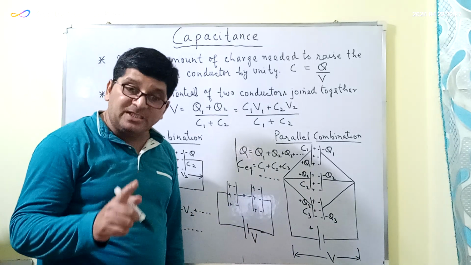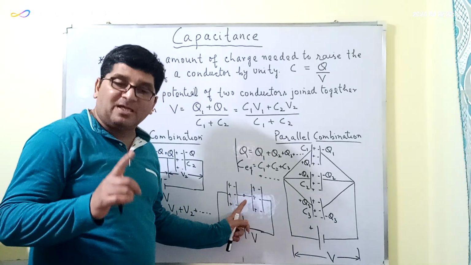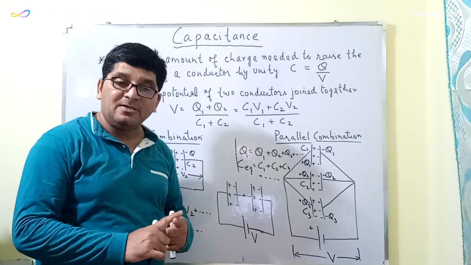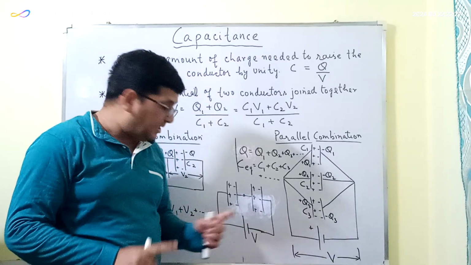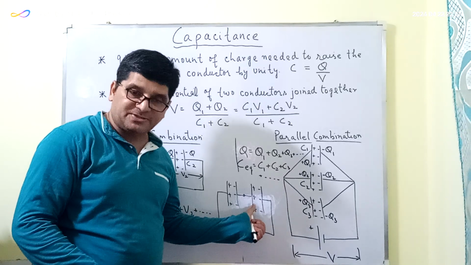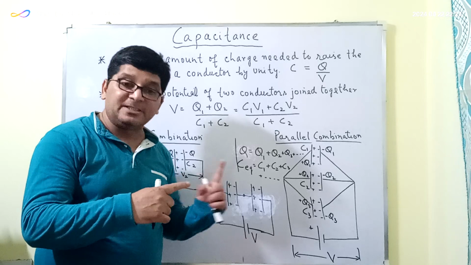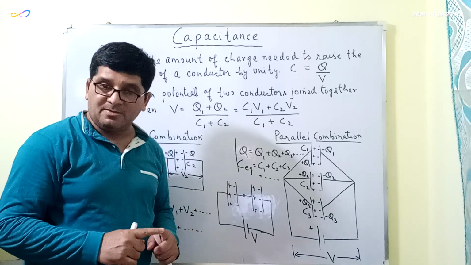In the case of a series combination or a series circuit, only one end of each capacitor is connected with the other. That is, one end of one capacitor and one end of the other capacitor are connected together, and the other ends are not connected together.